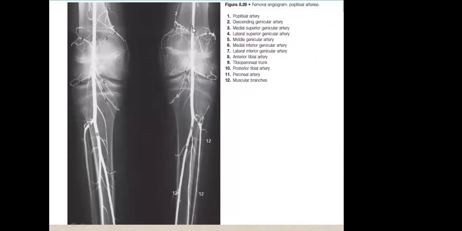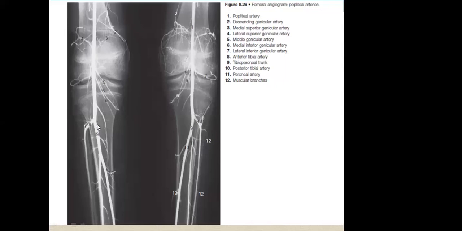Here we can see the popliteal artery, which is the continuation of the superficial femoral artery. This is the popliteal artery. We can see the descending genicular artery, medial superior genicular artery, lateral superior genicular artery, middle genicular artery, medial inferior genicular artery, and lateral inferior genicular artery.